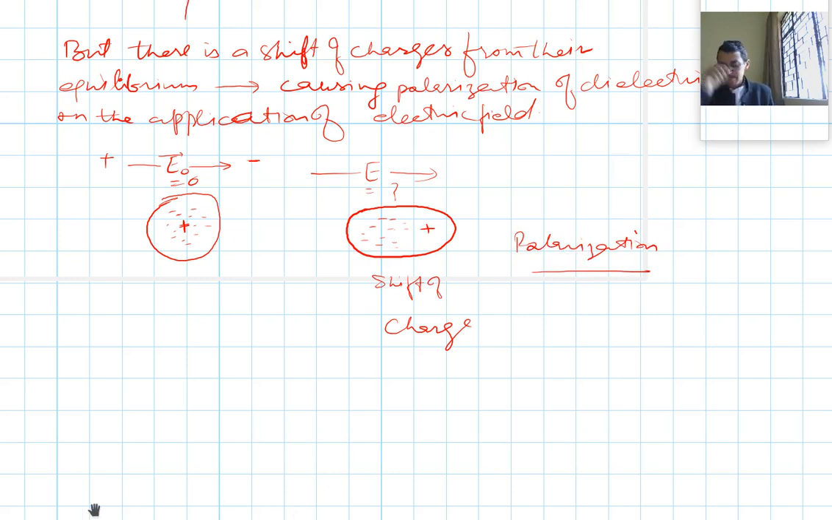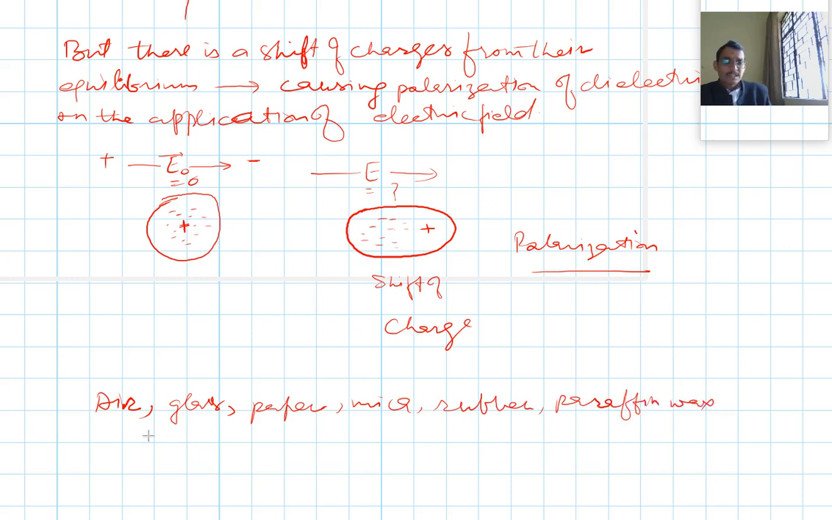And the examples of dielectric materials are air, glass, paper, mica, rubber, paraffin wax. So these are certain examples of dielectric materials.